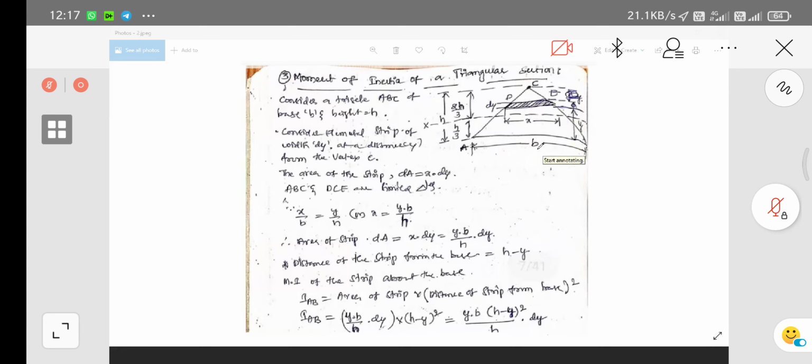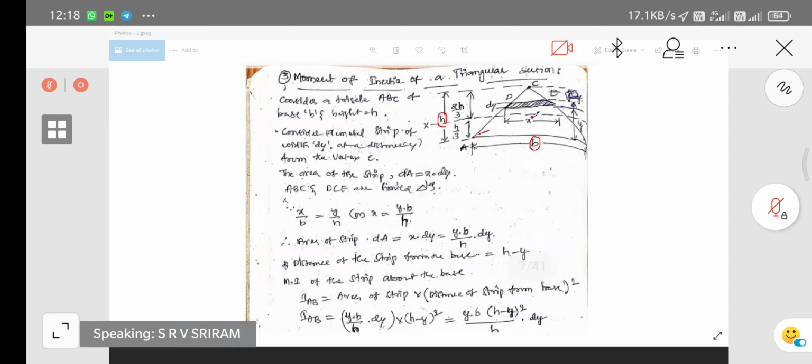Geometrically, what are the dimensions? The base will be there, the height will be there. The base is b and the height of the triangle is h. If you draw the medians for this, you will get the centroid of this triangle.